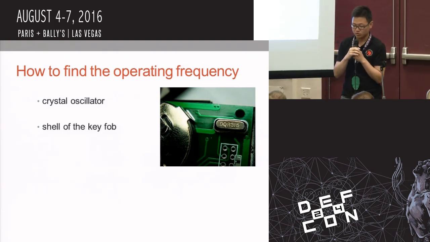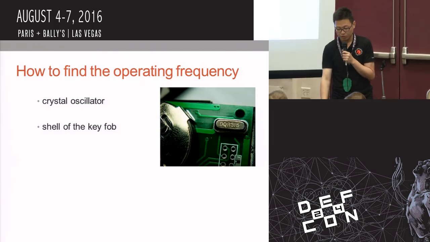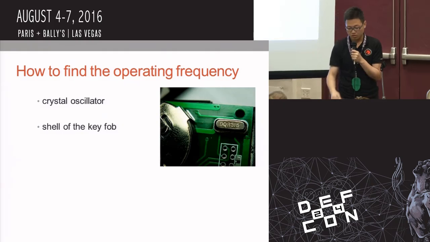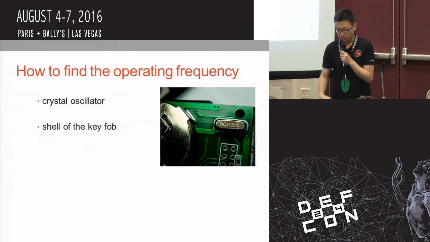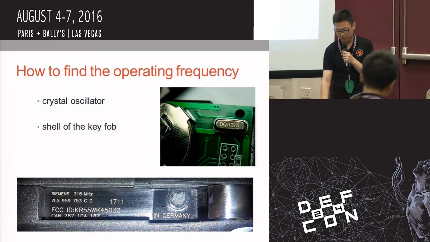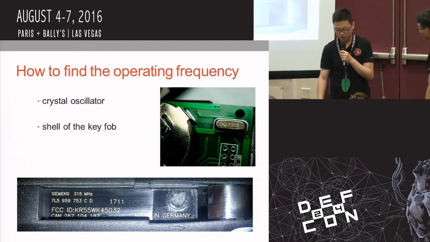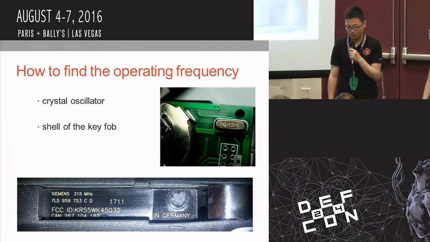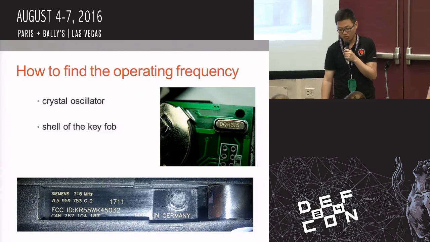First, we want to find the frequency it works at. We can open the key fob and find the crystal oscillator, which has the frequency printed on it. We can also find the FCC ID, search for it on the website, and get more information. If we cannot get the information this way, we can find another way.